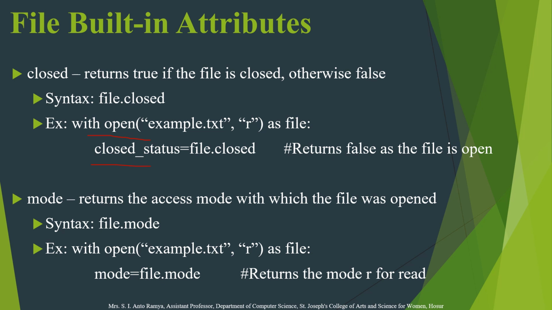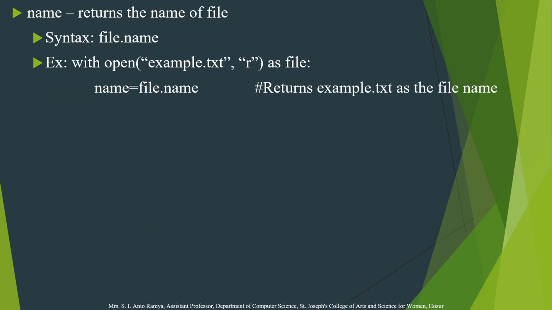Next one is mode. It will return what access mode we are using for opening the file. So the syntax is file.mode. With open("example.txt", "r") as file, mode = file.mode. So here in the first line we open the file in read mode, so the mode will contain the value r.